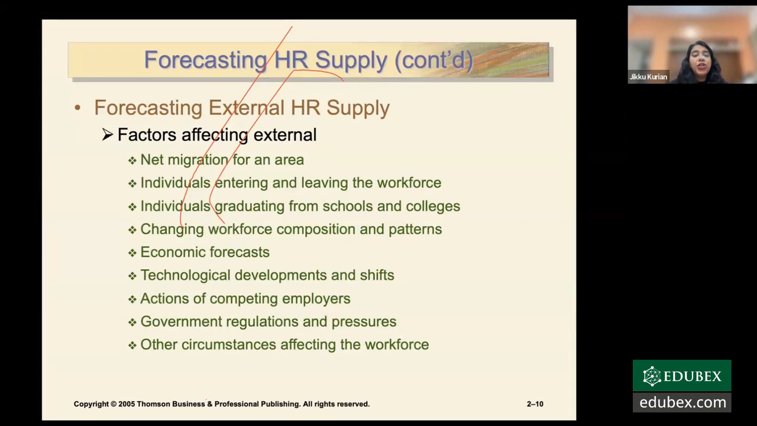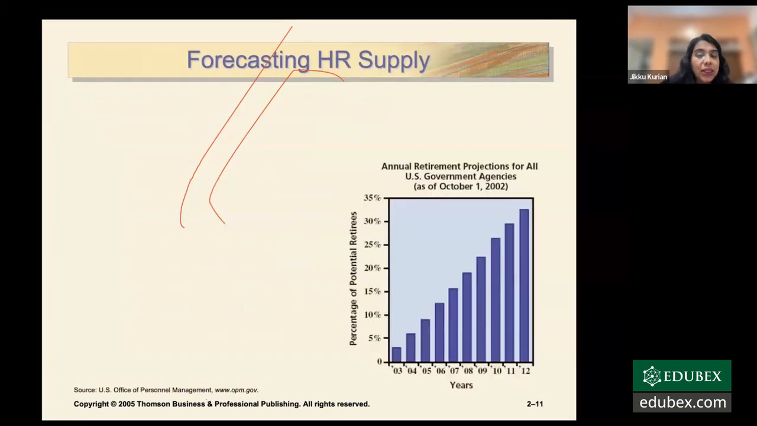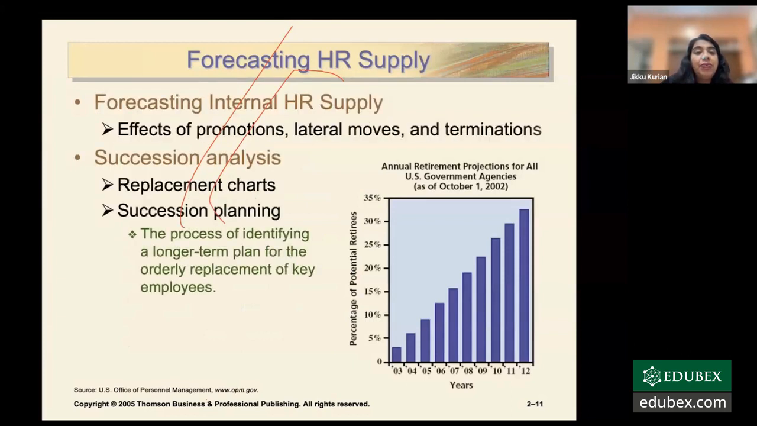And actions of competing employers, this also we discussed. When you have too many competitors, your employees will have the competitive advantage. They will always have the competitive advantage to demand more from you. Government regulations and pressures and other circumstances affecting the workforce. So there are a lot of factors which affect the human resource requirements.